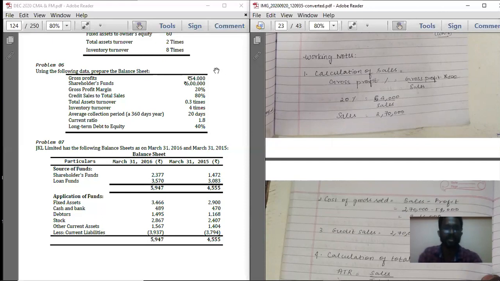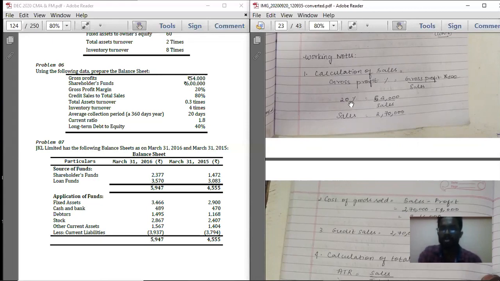Here they have given gross profit percentage and also they have given gross profit amount. Using this we can find net sales. So calculation of sales, below that gross profit ratio is equal to gross profit divided by sales into 100. Here gross profit percentage is 20% and gross profit is 54,000, so 54,000 divided by sales into 100 is equal to 20%.